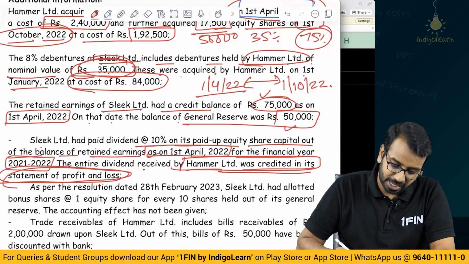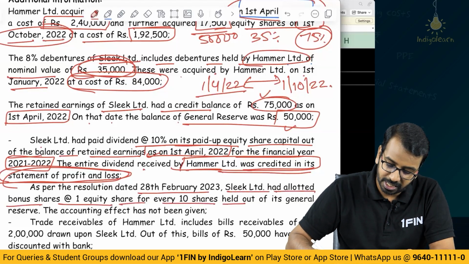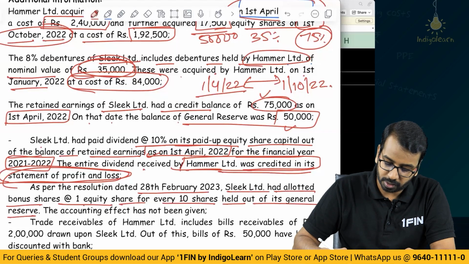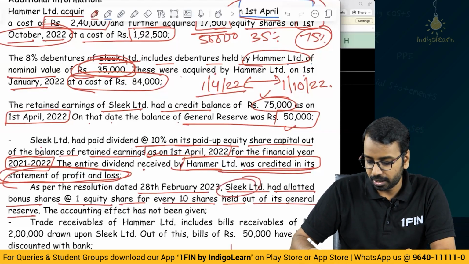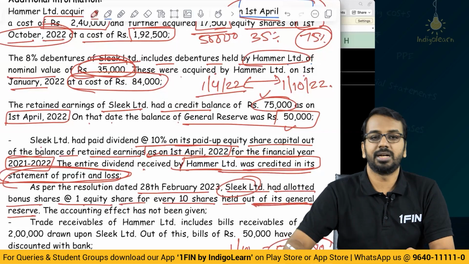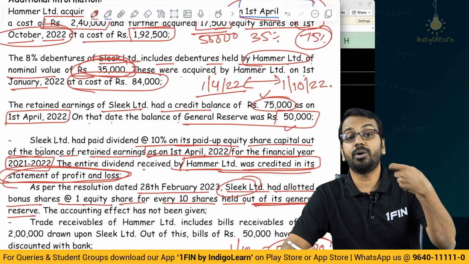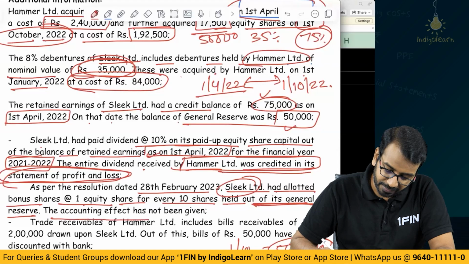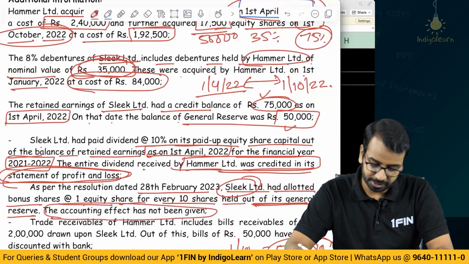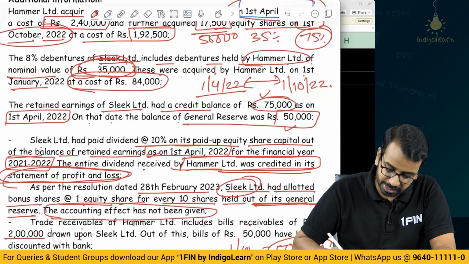Okay. As per the resolution dated 20th February, Sleek Limited had allotted bonus shares at 1 equity share for every 10 shares held out of its general reserve. So 1 out of 10. So subsidiary has given 1 out of 10, which means 5,000 into 10, 50,000 worth of bonus shares out of its general reserve. They have not used retained earnings. They have said we are using our general reserve. The accounting effect has not been given, so we have to give the accounting effect. Trade receivable of Hammer Limited includes bill receivable of rupees 2 lakh drawn upon Sleek Limited.